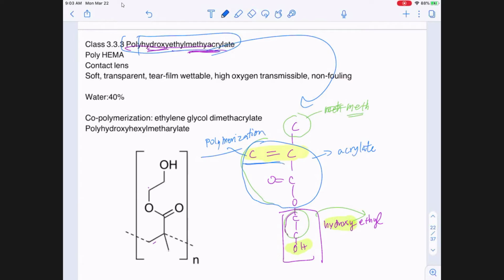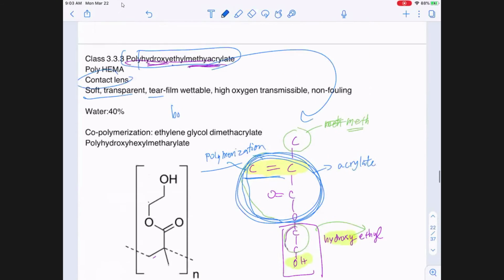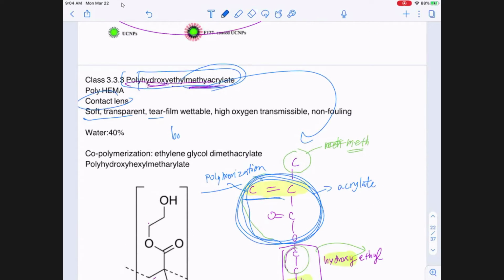You can do a lot of things like contact lenses, diapers, bone cements. Yeah, bone cements are all related to this part. And it's soft, transparent, tear film wettable, oxygen transmissible. That's for contact lenses. But based on the methacrylate, we do a lot of other things. Yeah. So that's the methacrylate. We will talk about it more, because of gelatin, for 3D bio ink.